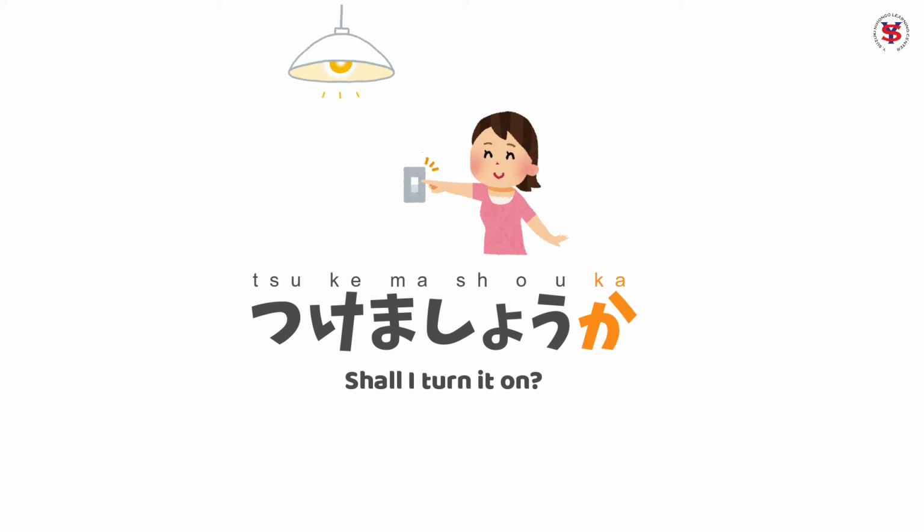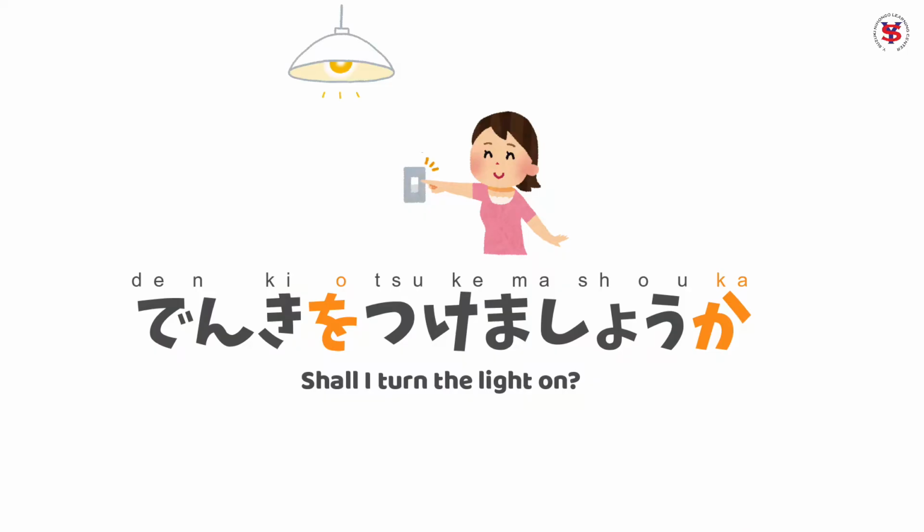Alright, if we want to be more specific with what we're going to act on, we add the noun and the particle wo. So yung pattern natin ay magiging noun wo, verb mashoka. Denki wo tsukemashouka. Shall I turn the light on? Hai, onegai shimasu. Yes, please.